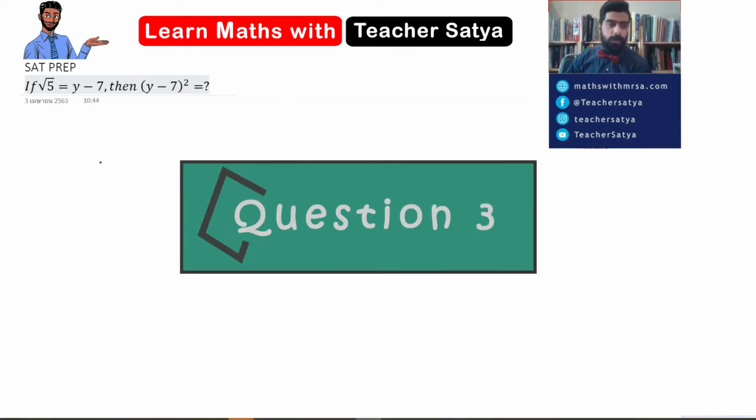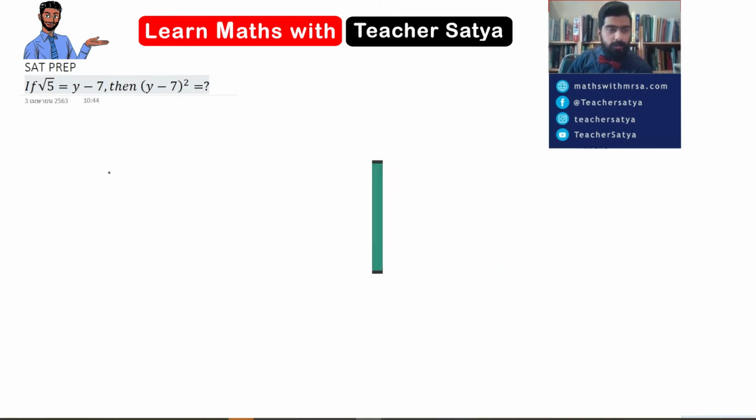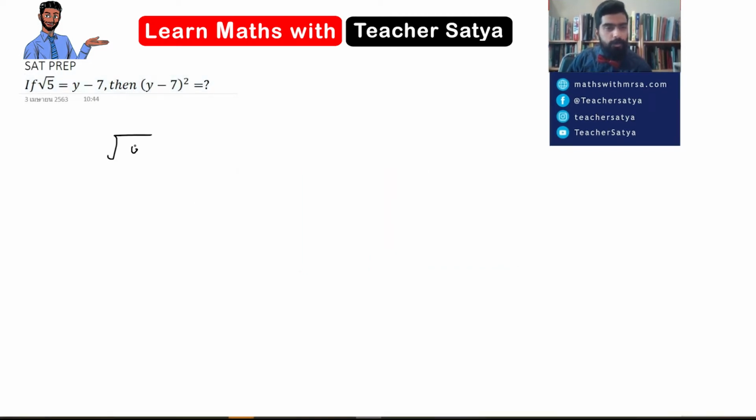Now here we go, guys. This is a pretty interesting one. We see that the square root of 5 is equal to y minus 7, and they're telling us to find the value of y minus 7 whole square. So what did we do here? They're telling us to find what y minus 7 the whole square is. So if you take a look at this, what we did to this equation, we squared it, right? So we are going to do the same to the left hand side.